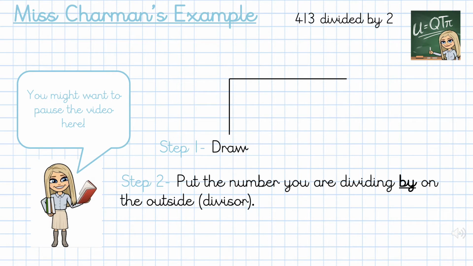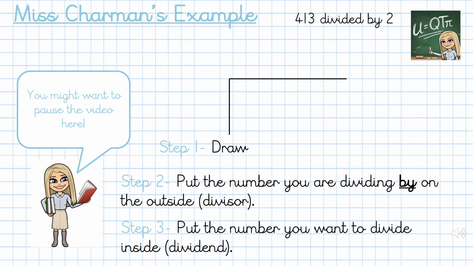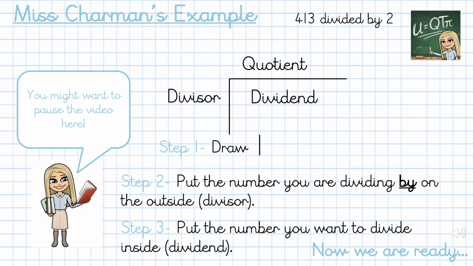The second thing you need to do is put the number you're dividing by on the outside. This is called the divisor. It's now time for step 3. This is where you put the number you want to divide on the inside of the bus shelter. This is called the dividend. Now we are ready to start our calculation.